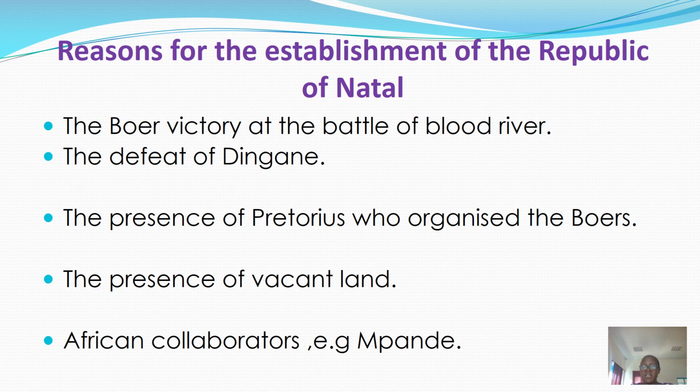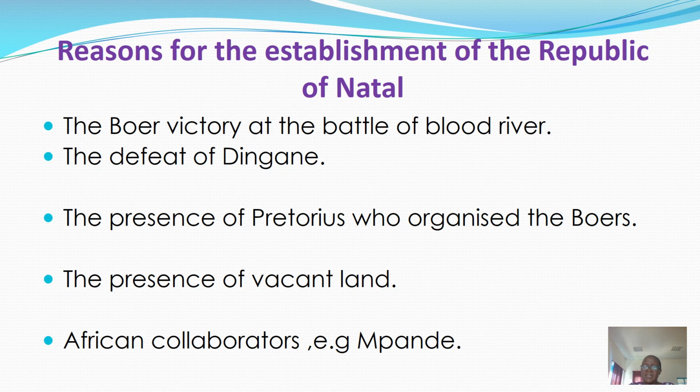And then the presence of Pretorius, who organized the Boers. Remember, after the killing of Piet Retief, Pretorius came up as the new commander of these third group trekkers. So the presence of Pretorius as an organized commander organized the Boers, and that is how they managed to establish the Republic of Natal.